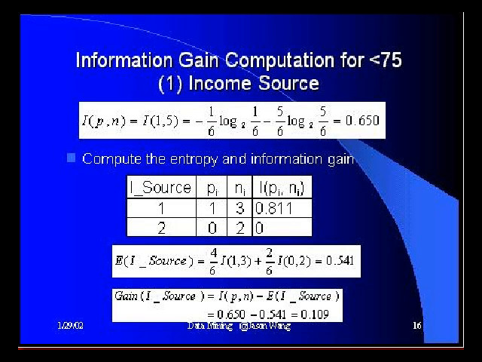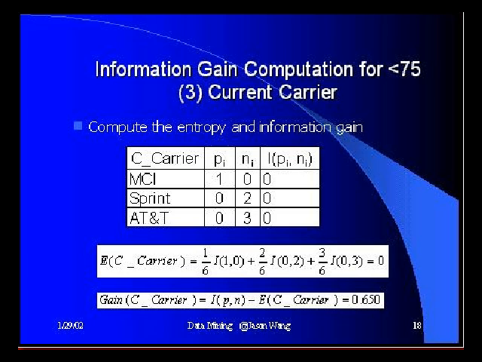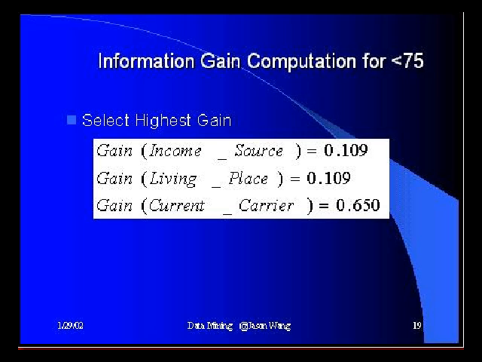So the gain of the income source is 0.109. You do the similar calculation for the information gain for living place with respect to the phone usage less than 75. You can calculate the information gain for the current carrier with respect to the phone usage less than 75, and with respect to that reduced training data set. All right? So now, the information gain for the three remaining attributes, income source, living place, and the current carrier, is shown here. Which attribute has the highest information gain?